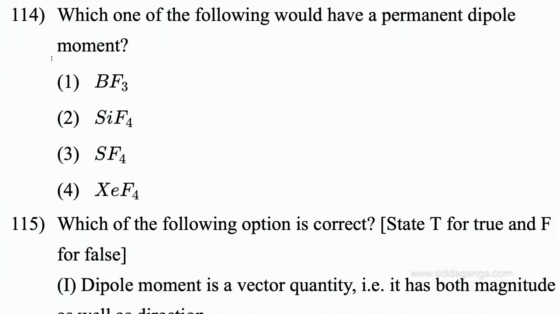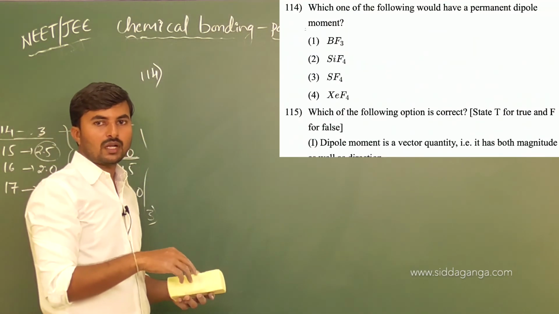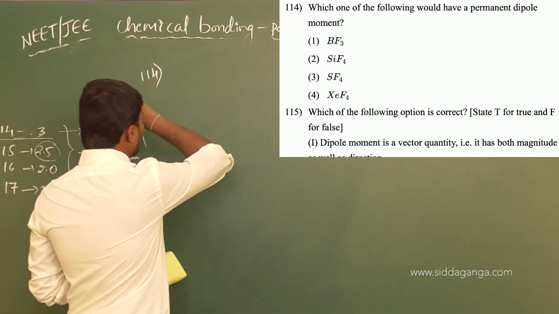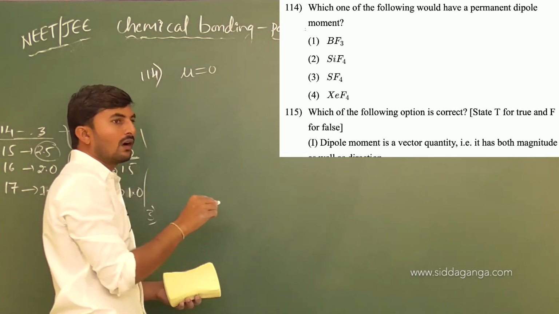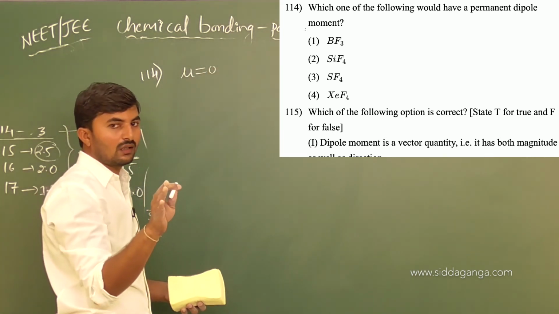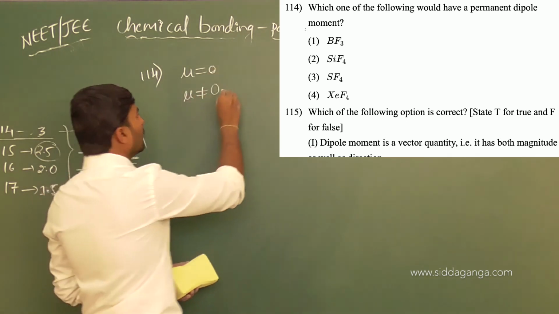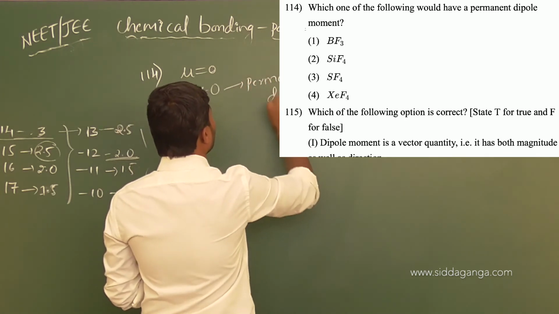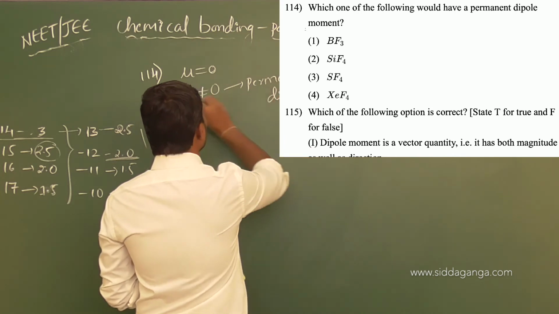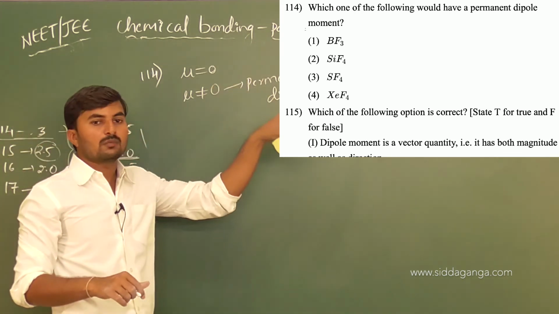Which one of the following would have permanent dipole moment? So the next question, which of the following would have permanent dipole moment? Here one thing you must remember: the molecules with dipole moment 0, we do not call them permanent dipoles. And the molecules whose dipole moment is not equal to 0, they are called permanent dipoles. Among these, we have to identify which molecule has mu not equal to 0, and that will have permanent dipole moment.